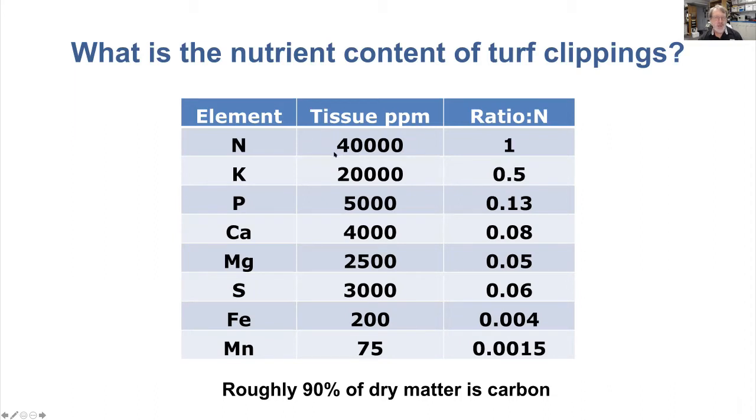ratios. This is a percentage: 4, 2, 0.5%, 0.4%. So you can get these ratios figured out, and these will be the ratios that you're going to put back into the soil.